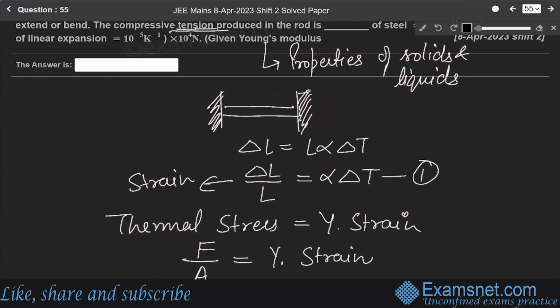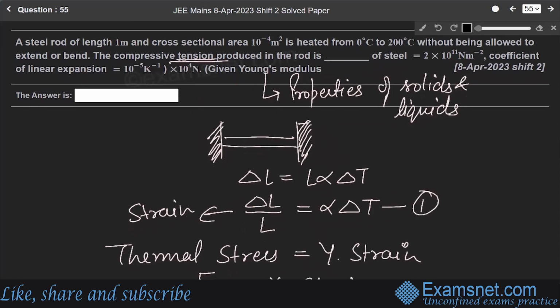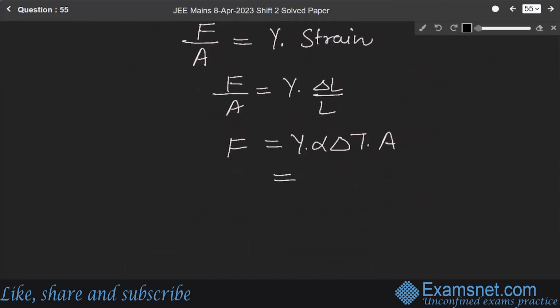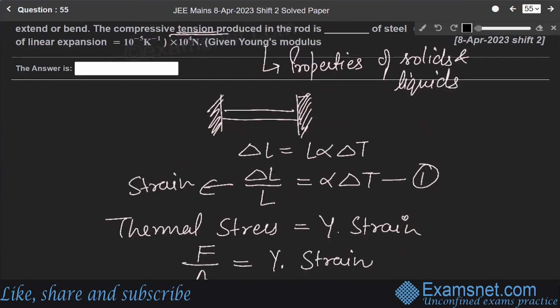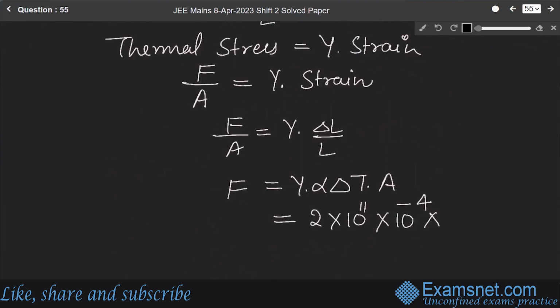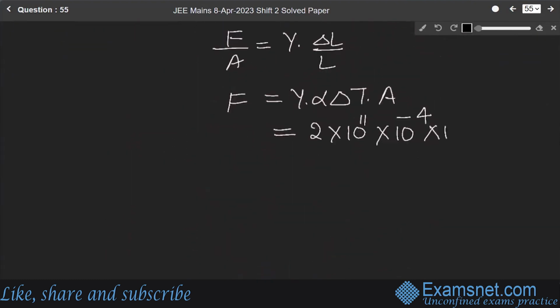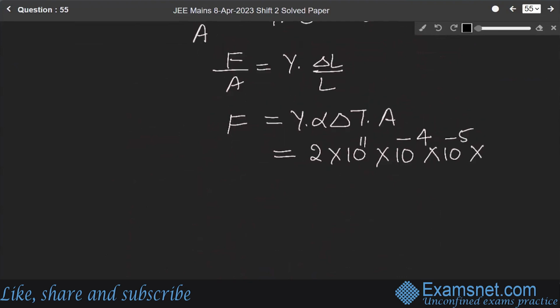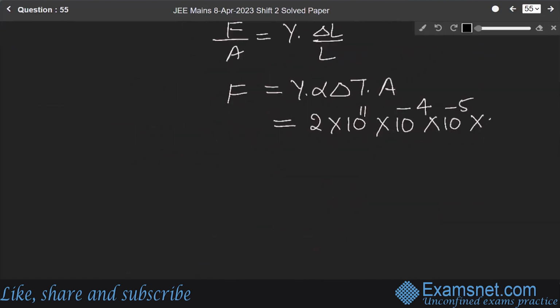So Young's modulus is given as how much? Coefficient of linear expansion. So it will be equal to 2 into 10 to the power 11 into area. Area is how much? 10 to the power minus 4 meter square. Into alpha into delta T. So alpha is what? 10 to the power minus 5, into delta T. Delta T is 0 degrees Celsius to 200 degrees Celsius, means delta T is 200 degrees Celsius.